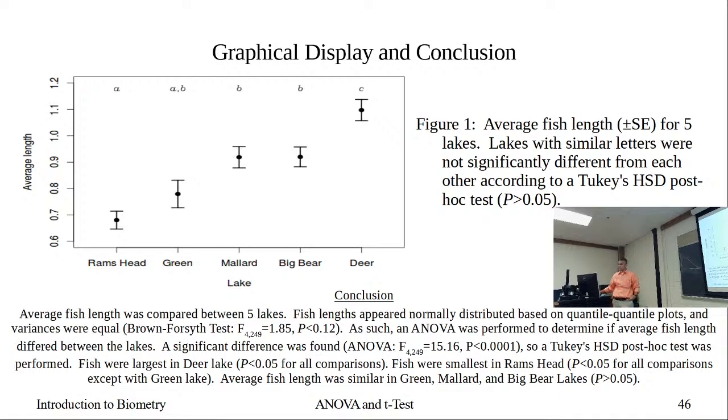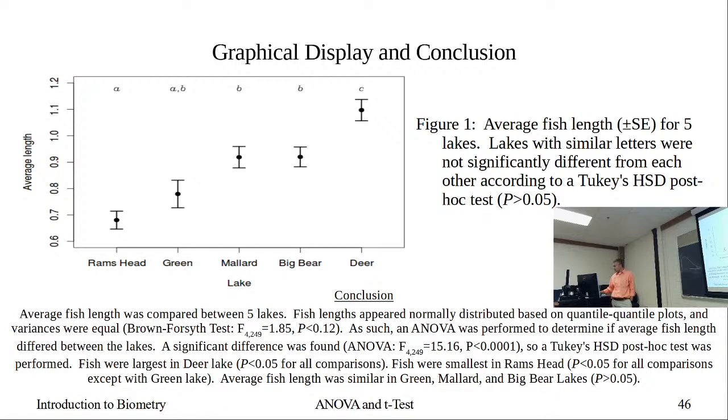Well, what we can do is use subscripts. So I've labeled each of our points with a subscript, A's, B's, and C's. And in the text I say, lakes with similar letters are not significantly different from each other according to a Tukey's HSD post hoc test. And that means that our p-value is greater than 0.05.